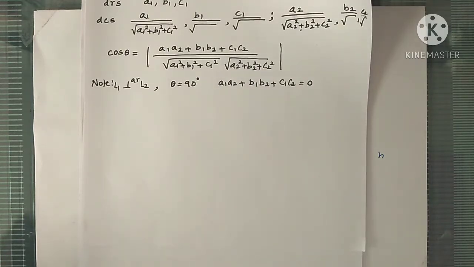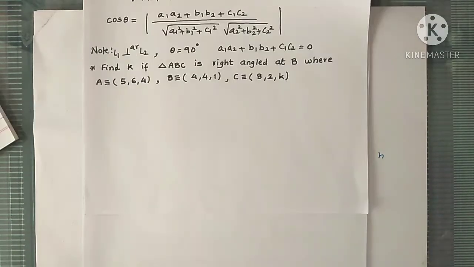And if two lines are parallel, then their direction ratios are proportional. That we have seen in the previous video. Now let's consider this condition for perpendicular lines and let's solve some questions. Let's use this fact to solve this question.